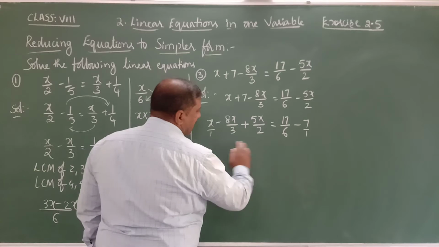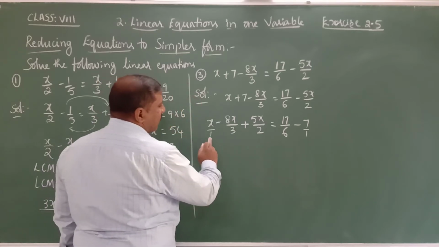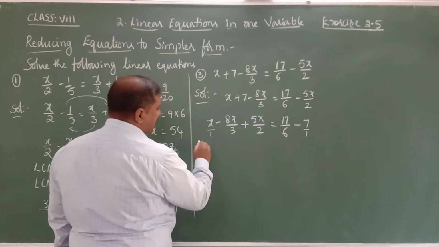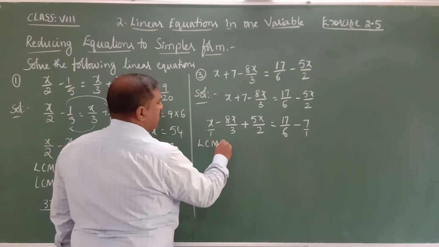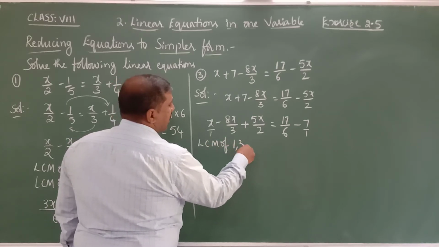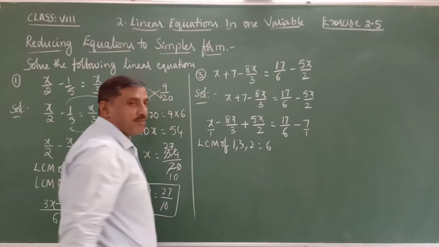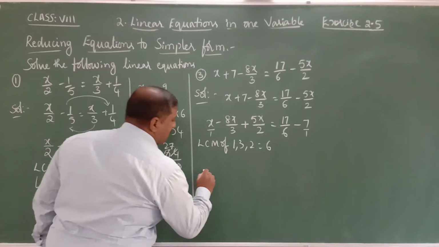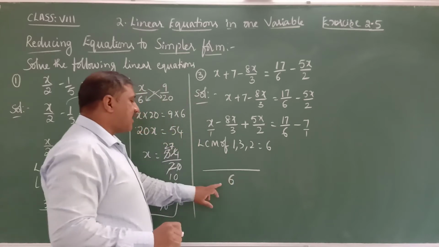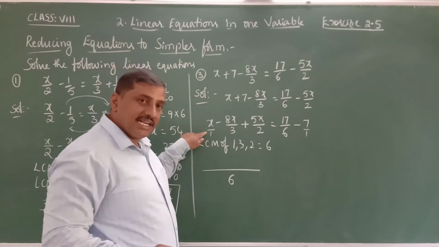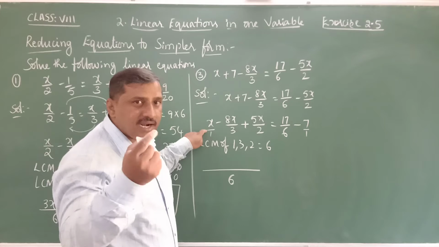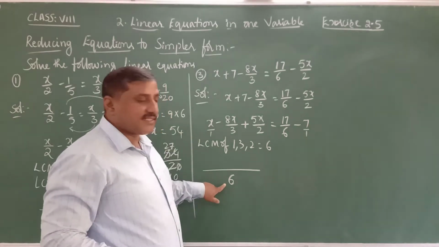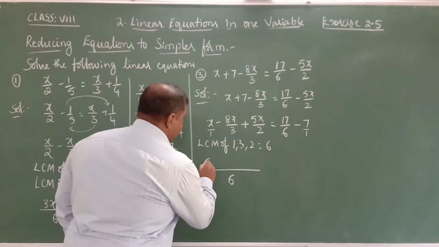Now I am changing directly here. LCM of 1, 3 and 2 is 6, their product itself, they are co-prime numbers. So now the common LCM is 6. Divide the LCM 6 with the first denominator. Here the first denominator is 1. 1 sixes are 6. 6 into x is 6x.